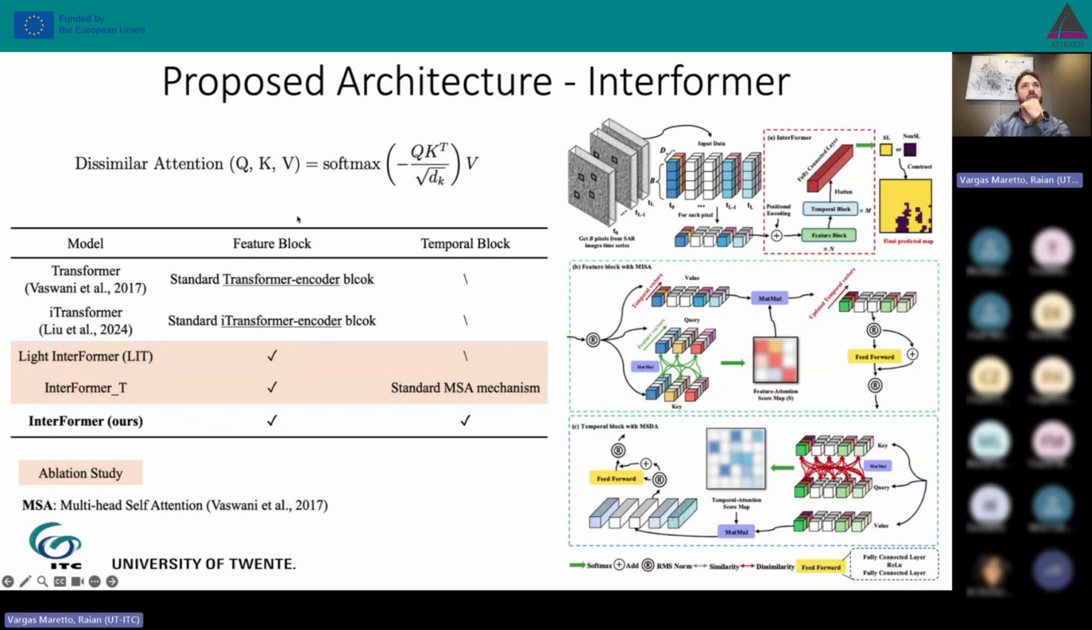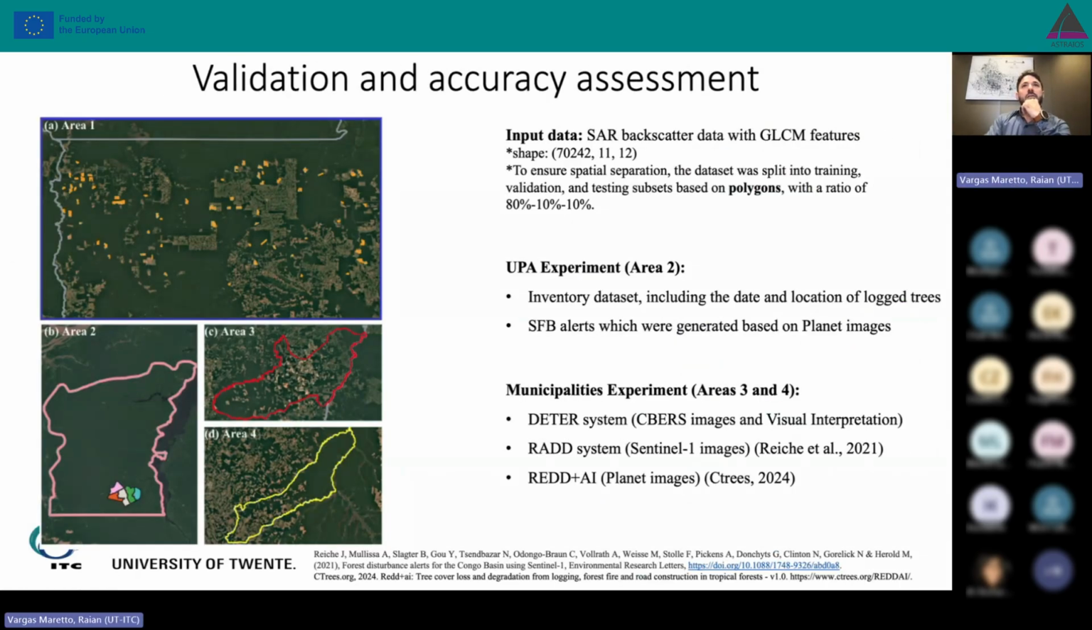And besides that, we also did a dissimilar attention, in which, by applying a negative rate to the attention, we force the model to converge on the dissimilarities instead of the similarities inside the tokens. And then, for the input data, we used the SAR backscatter with the GLCM features to bring a bit of spatial context, because since we are using punctual temporal series of each pixel, the GLCM features bring a bit of the spatial context to that temporal series.